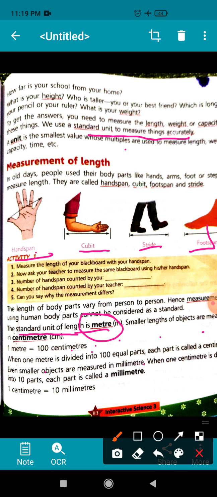Okay, and there are some smaller objects which are measured in millimeter. And children, when 1 centimeter is divided into 10 equal parts, then each part is known as a millimeter. It means 1 centimeter has 10 millimeters. Okay?